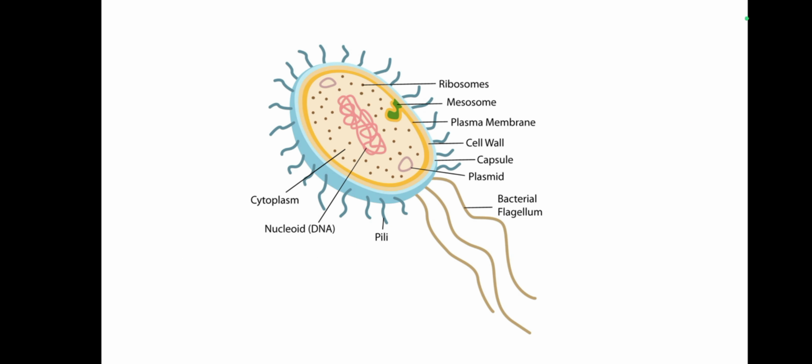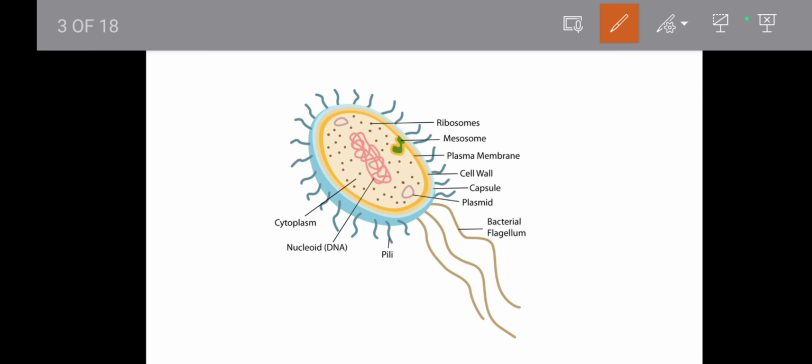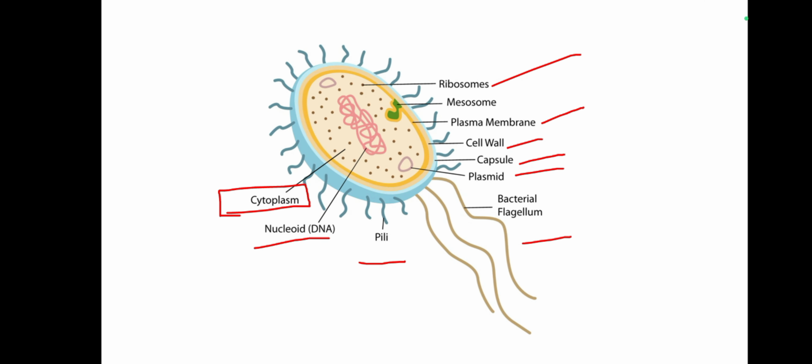Now let's learn about the basic structure of a prokaryotic cell. The basic structure of a prokaryotic cell includes the capsule, cell wall, plasma membrane which surrounds the cell, and cytoplasm. In the cytoplasm there are different structures such as nucleoid, plasmid, and ribosomes. The outer structures include pili and flagellum. So now let's learn about bacterial structures in detail.